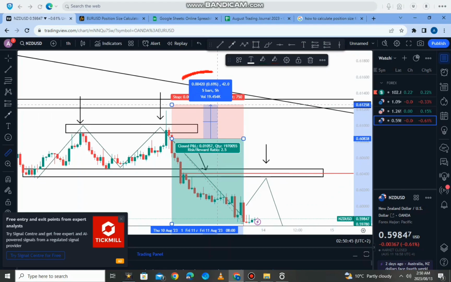Now if you check there on top, there are 3 sets of numbers, right? The first set of numbers starts with a 0.00, the second one is in brackets and is 0.69%. Now I need you to fix your eyes on the third number, which is 42. That is the number of pips. As you can see, if I keep moving this thing up and down, it keeps changing based on the pips that we are risking. So on this particular trade, I was risking 42 pips, right?